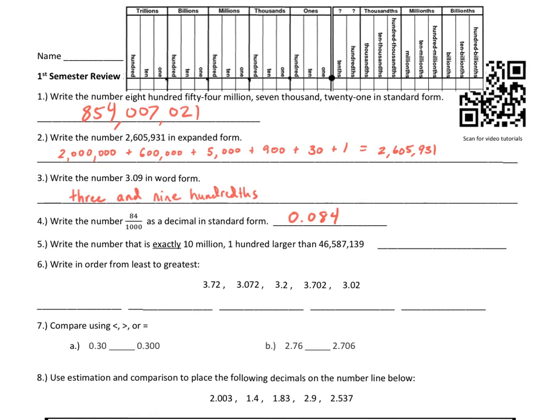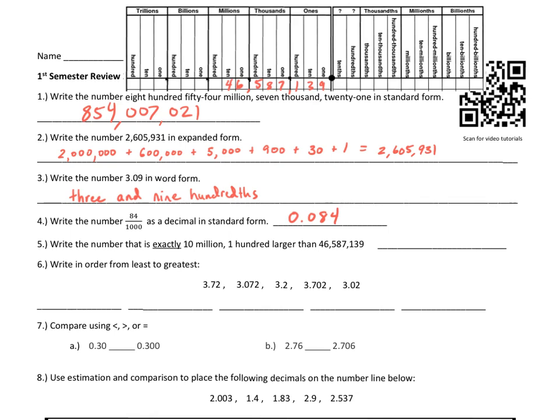Question 5 says, write the number that is exactly 10,100,000 larger than 46,587,139. First thing I'm going to do is write this number in the place value chart. So 46 goes in the millions period, 587 in the thousands, and then 139, and the units are the ones period. So I'm going to want a new number that is 10,100,000 larger.